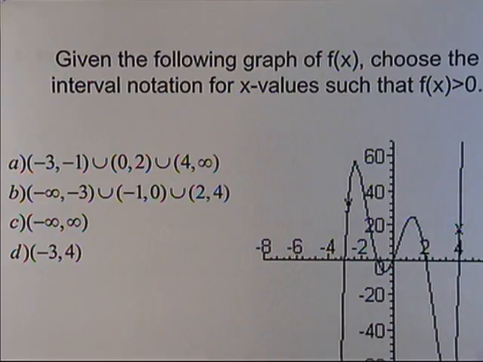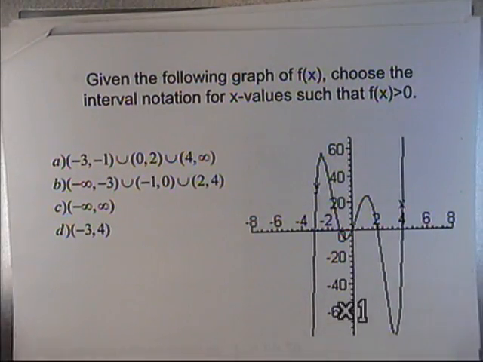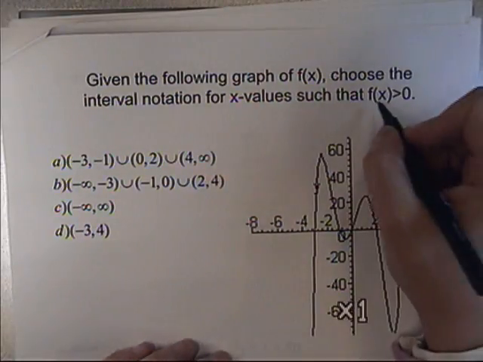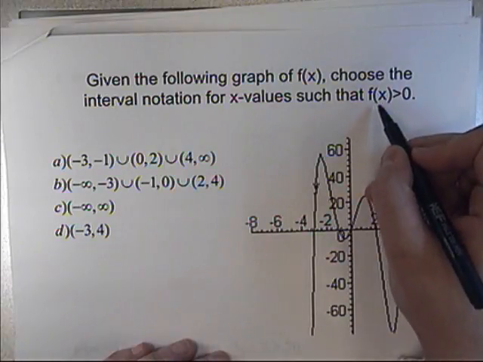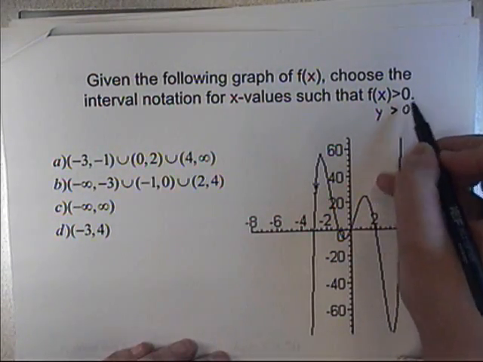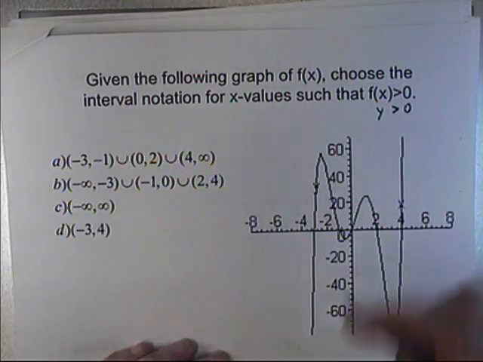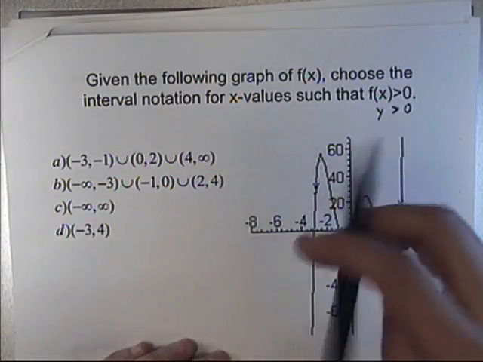When you have this polynomial here, they didn't actually give you the polynomial, they gave you the graph. So what they're saying is f of x is the graph. Where is that greater than 0? Now remember, f of x is the same as y, right? So they're basically asking where on this graph is y greater than 0? Well, anything above the x-axis would give you a y value greater than 0.